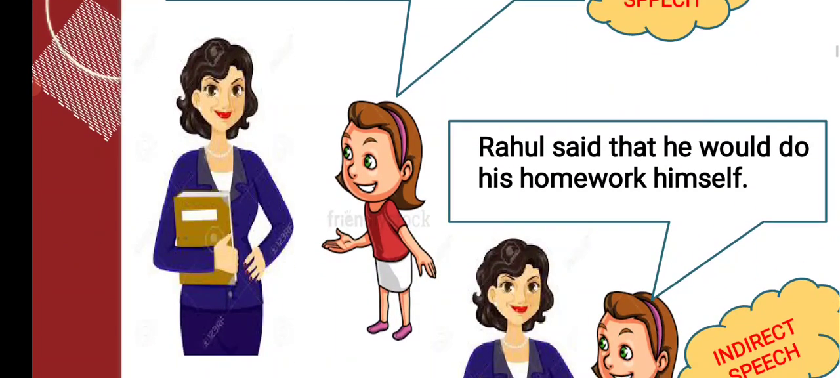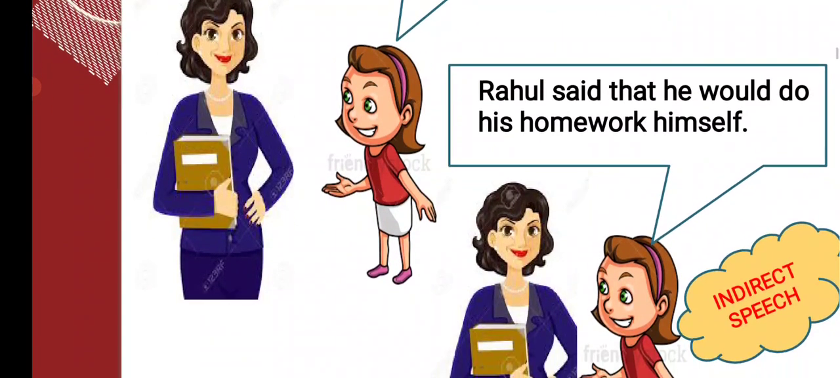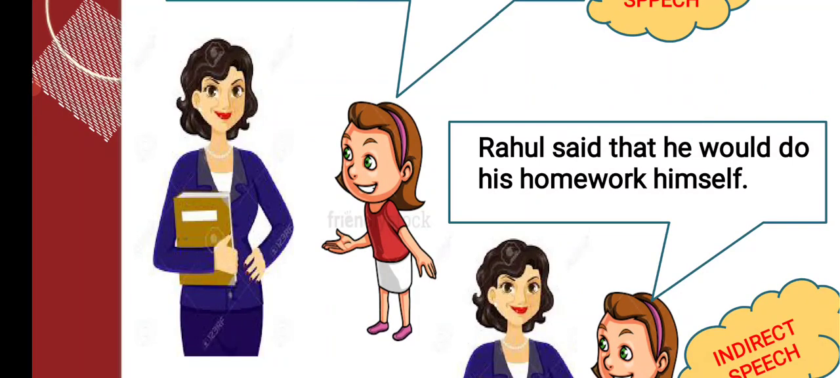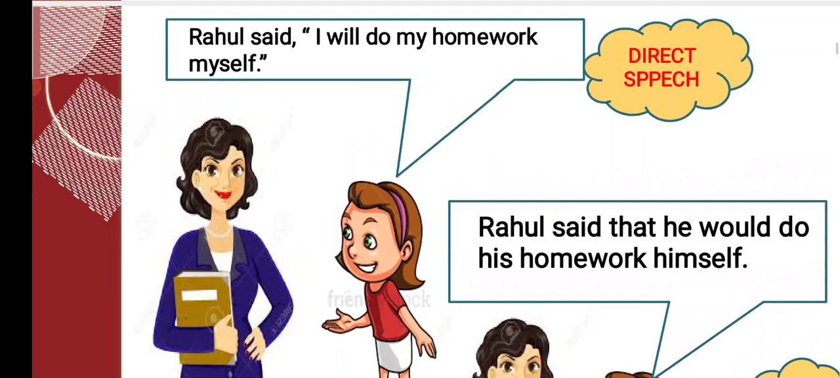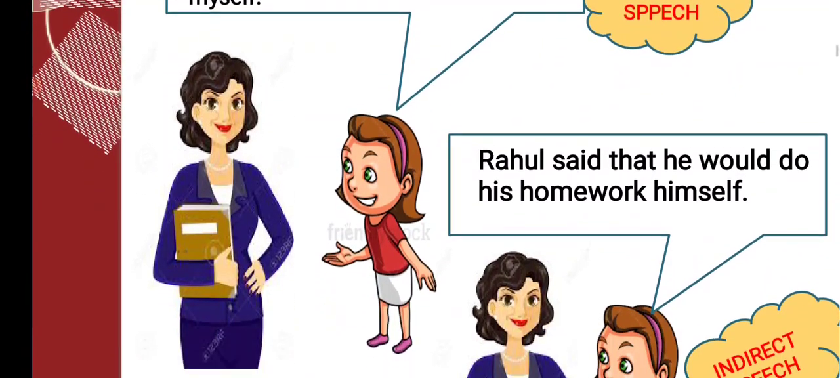But she can also share Rahul's words in her own words, in an indirect way. For example, Rahul said, and she has not used the comma and inverted commas, because these are not Rahul's words. These are her own words. So Rahul said that he would do his homework himself. But you can see that there are certain changes. This I becomes he, the tense becomes past tense, will becomes would, and my becomes his.